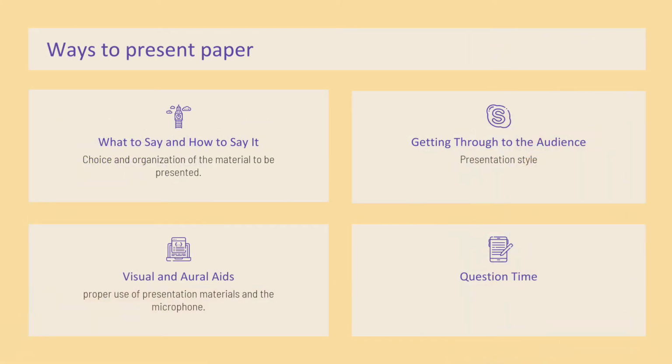Ways to present a paper is divided into four sections: what to say and how to say it, its choice and organization of the material to be presented, getting to your audience, presentation style, visual and oral aids, which is the proper use of presentation material and microphone, and question time.